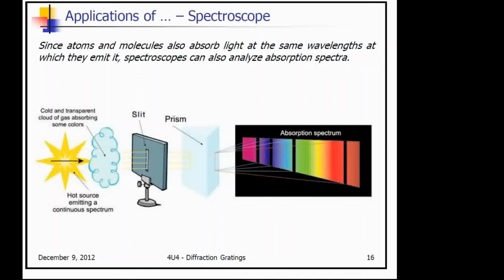This slide says, since atoms and molecules can absorb light at the same wavelengths at which they emit it, spectroscopes can also analyze absorption spectra. So we can also analyze what light is being absorbed by the atom or the molecule. And that light being absorbed will be shown by seeing certain bands of color that will be absent from what's called the absorption spectra. So this tells us what light has been absorbed by observing the light that is not present.